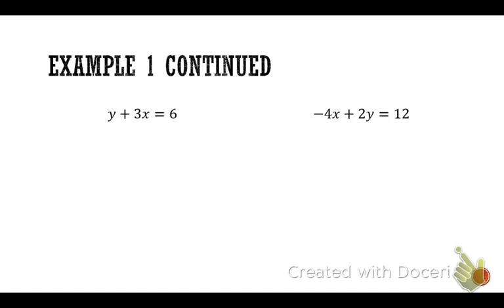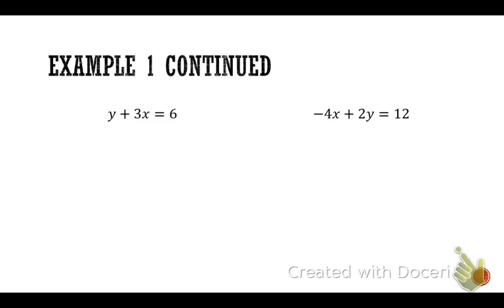So what would I do to get y by itself here on this first one? What could I do? Kennedy? Subtract 3x. Yes. So the question is, what can I do to get 3x to cancel to 0? Well, if I want 3x to cancel to 0, I would have to subtract 3x. 3x minus 3x is 0. So that's why I have to subtract 3x from both sides.